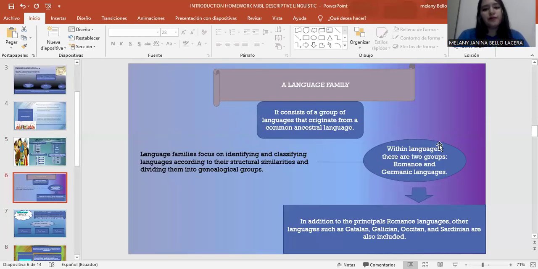Well, a language family consists of a group of languages that originate from a common ancestral language. It focuses on identifying and classifying languages according to their structural similarities and dividing them into genealogical groups. Within languages, there are two groups, Romance and Germanic languages. In the case of Romance languages, we have languages such as Catalan, Galician, Occitan, and others.